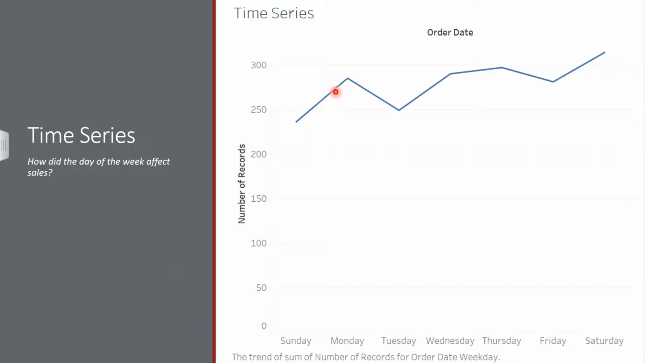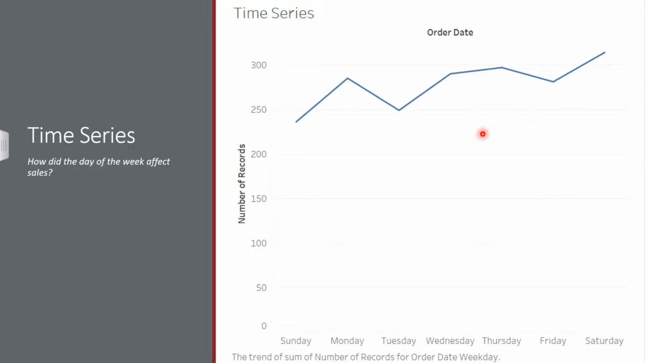We can see that our Monday records are higher than our Sunday records, so there seems to be a spike at the beginning of the week. It goes down on Tuesday, and then it climbs up into the end of the week, with our most populous day being Saturday. We get the least number of sales on Sunday. This way we can see how our sales move throughout the week.